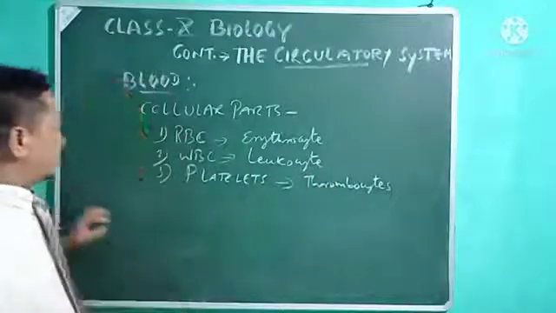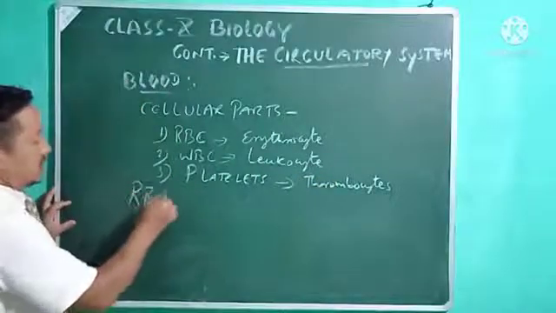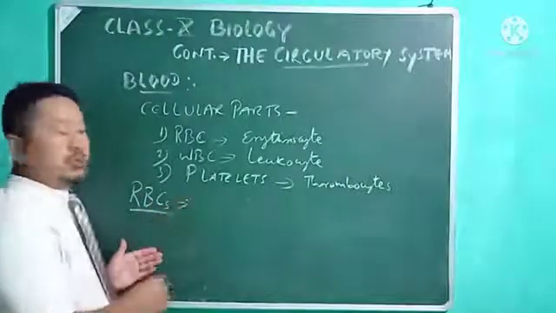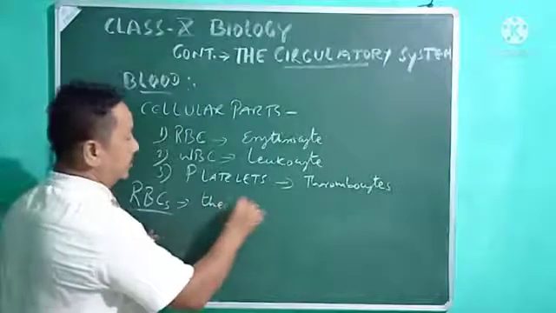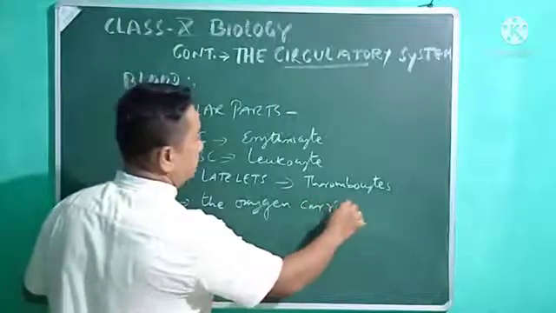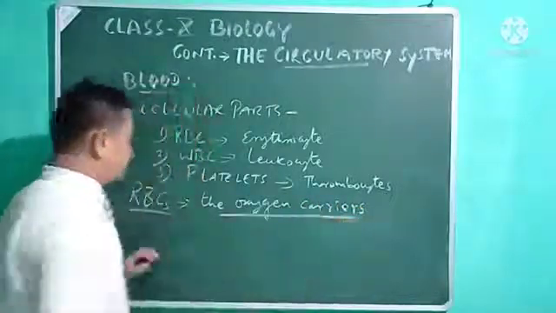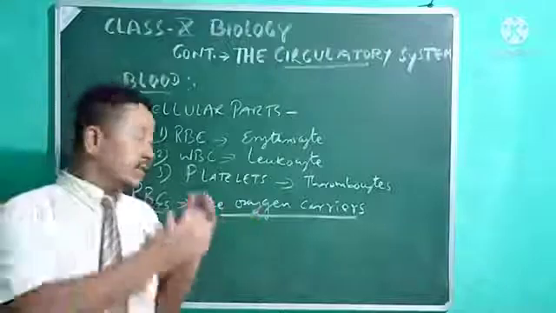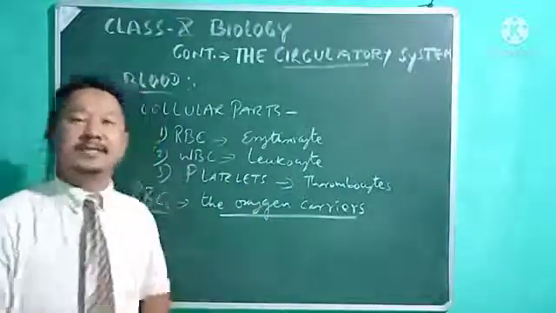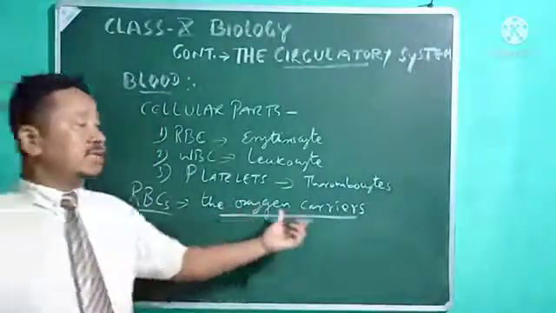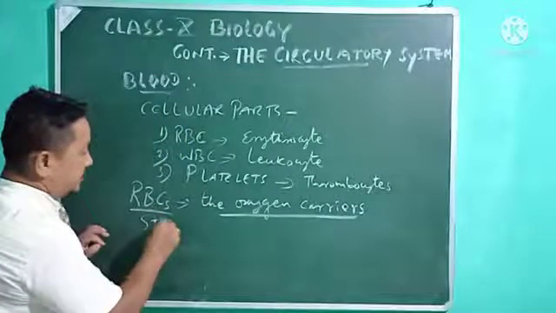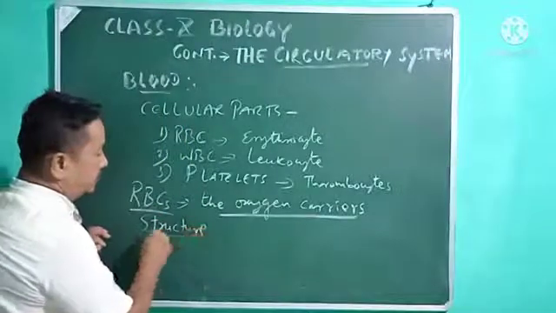Now first we'll talk about RBC. Red blood cells or erythrocytes, which are also known as the oxygen carriers. That means they are the ones in the blood which carry the oxygen. That's why they are also known as the oxygen carriers. Let us talk about the structure of RBC.